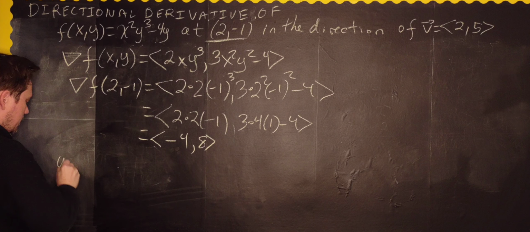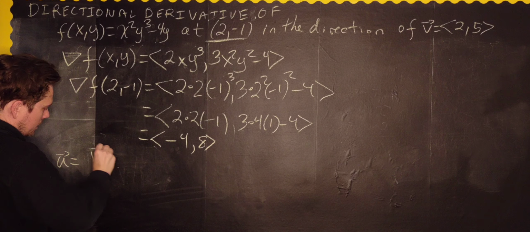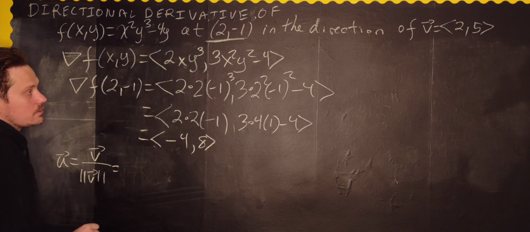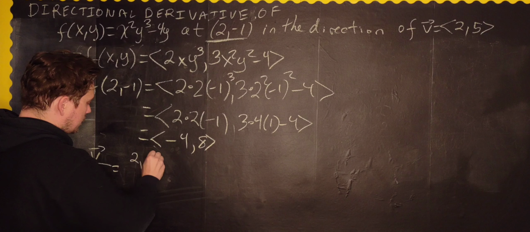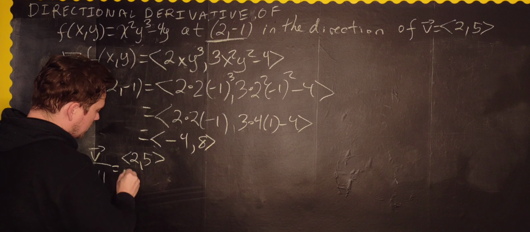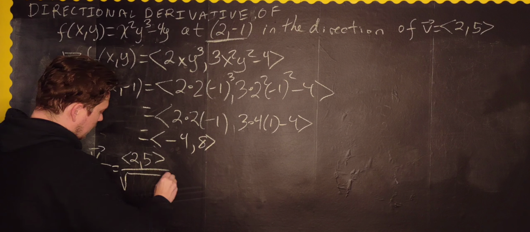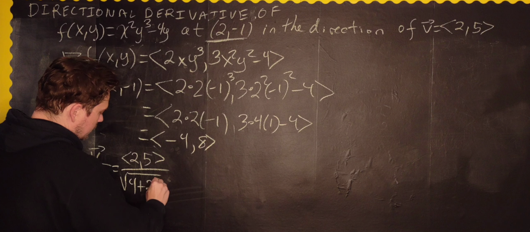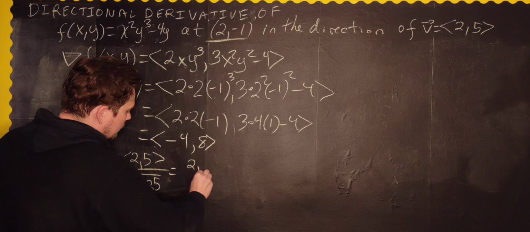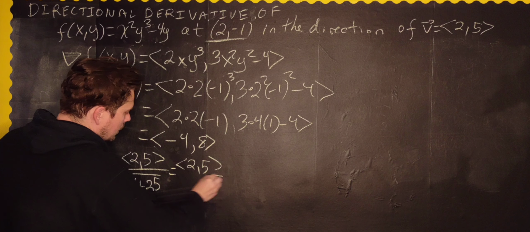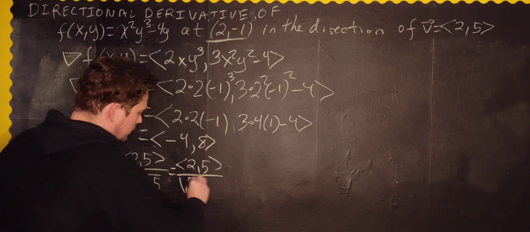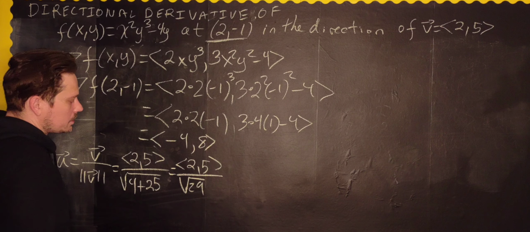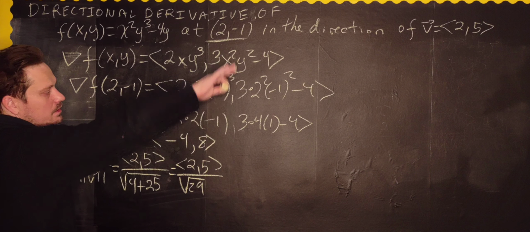Now let's find the unit vector in the direction of that same vector given. So u is v divided by the magnitude of v. So you're going to have (2, 5), divided by the magnitude of that. By the Pythagorean theorem, 2 squared is 4, 5 squared is 25, so you have 29. In the bottom you're going to have the root of 29. So (2, 5) over the root of 29. That's our unit vector in the direction of that vector.